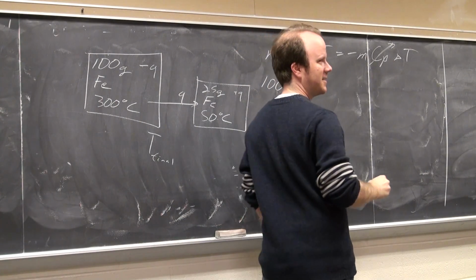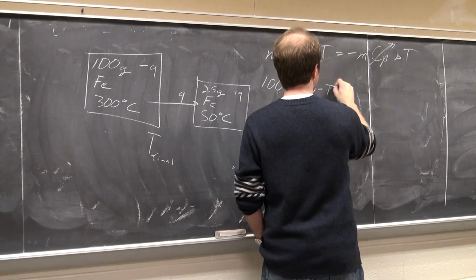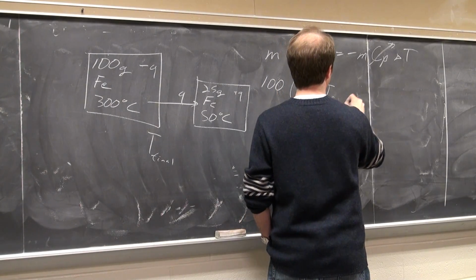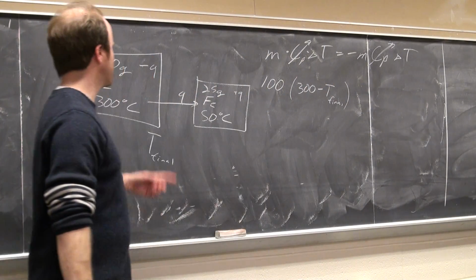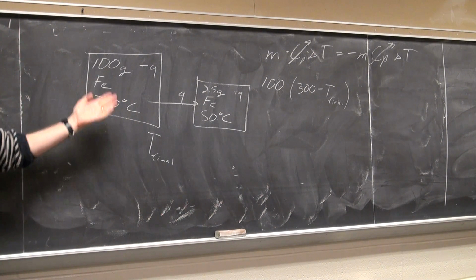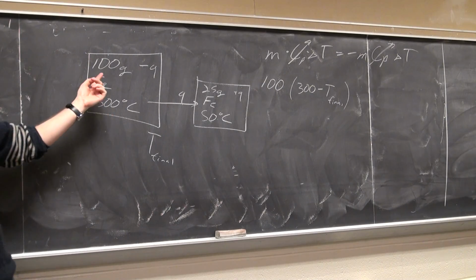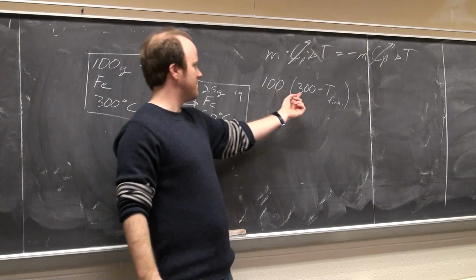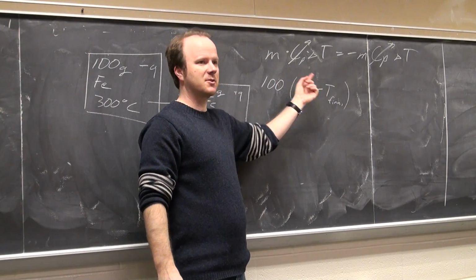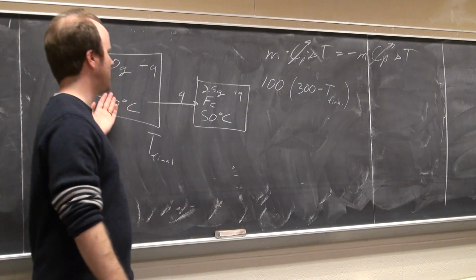300 minus what? T final. Right? So this block is going to cool down from 300 to something. And so the amount of heat that that's going to take is 100 times 300 minus something. So this gives us the quantity of heat that's going to come out of this block.